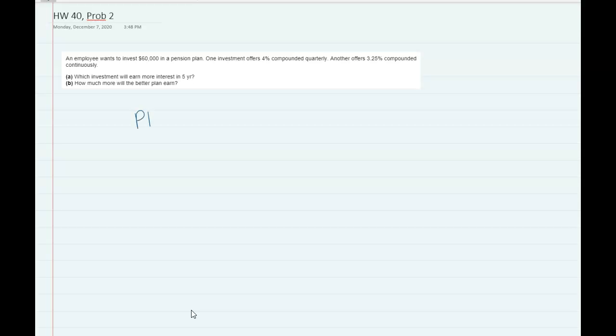So the first thing we're going to do is call one of them Plan A. And that plan is going to be the one that offers 4% compounded quarterly. And remember, for quarterly, that means n is going to equal 4, which means we're going to use the equation A equals P times (1 plus r over n) to the nt. And we know A is what we're looking for. We want to see how much money we get. P is going to be our $60,000 that we're going to start off with.